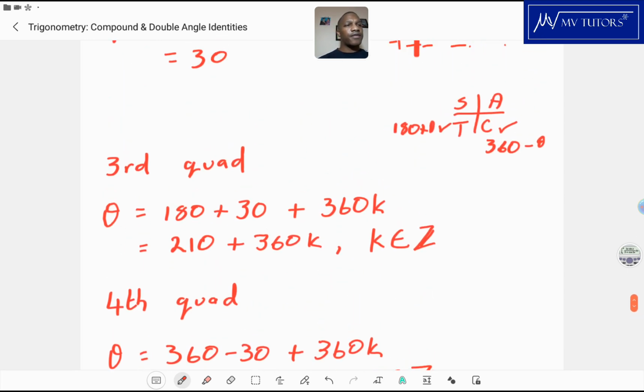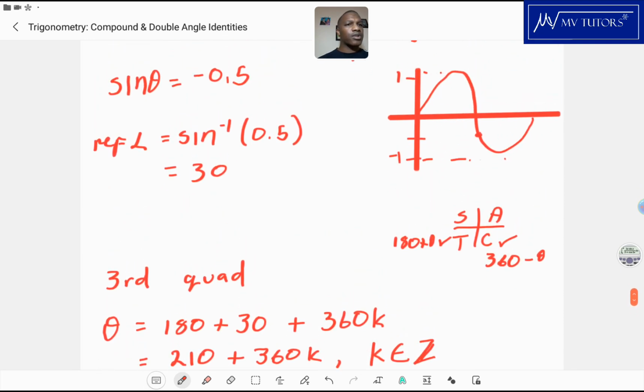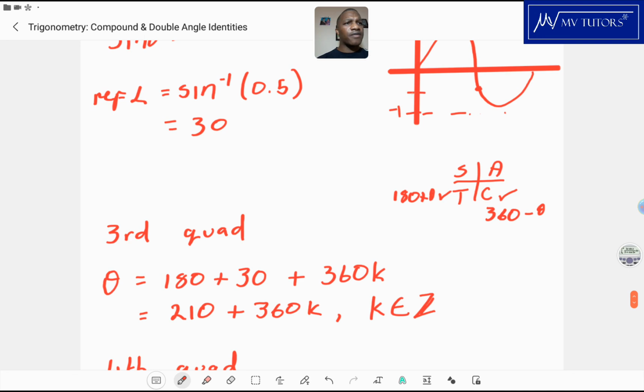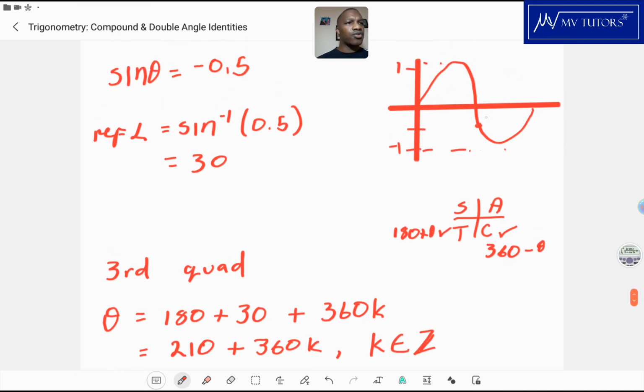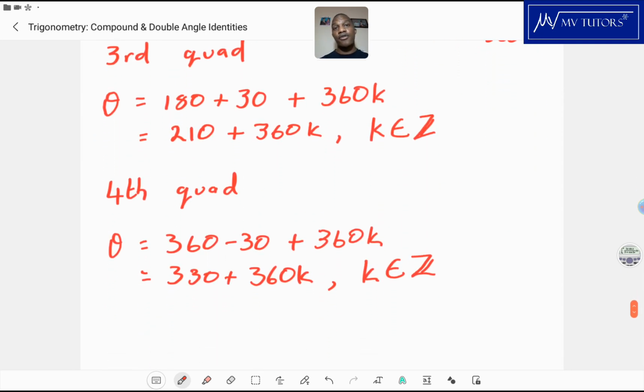Now, if you look at the graph again, that means the value there is 210, and that one there is also 330. That's what it means. Those are your answers, and that's how you do it.